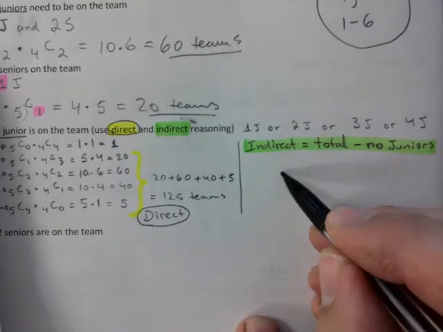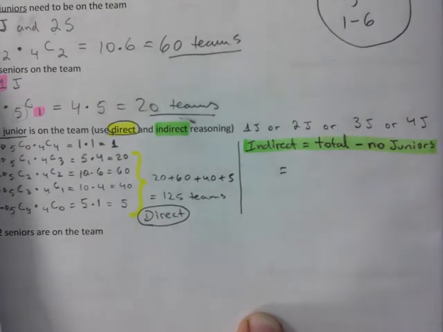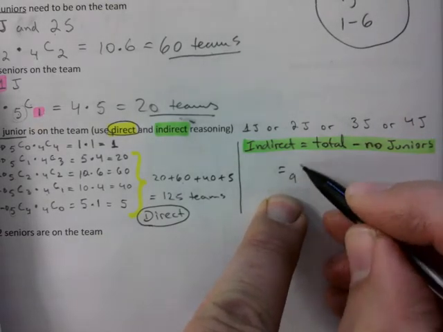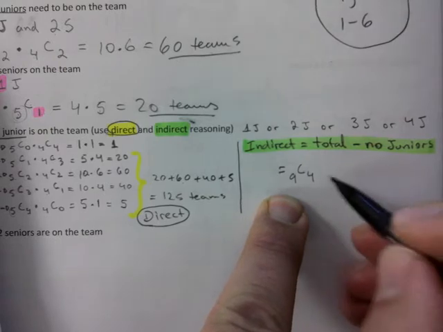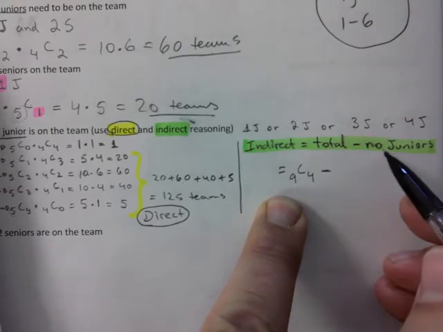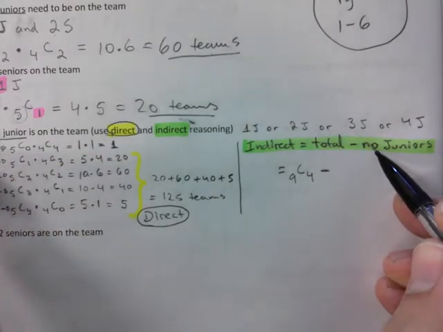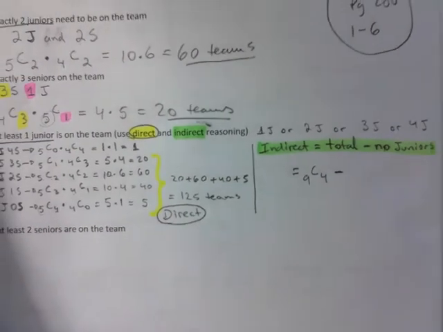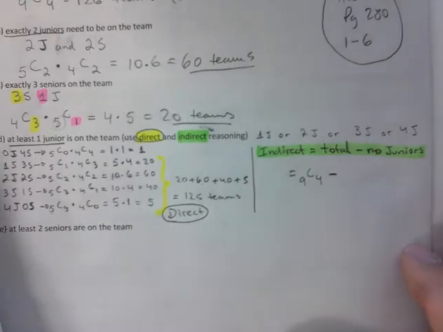What's the total here? Did we already calculate that? All possible teams that can be made? 126. I'm going to do this though: 9 choose 4, minus no juniors. We already know, if you look at the left here, I need a full-time camera person to help me out here.